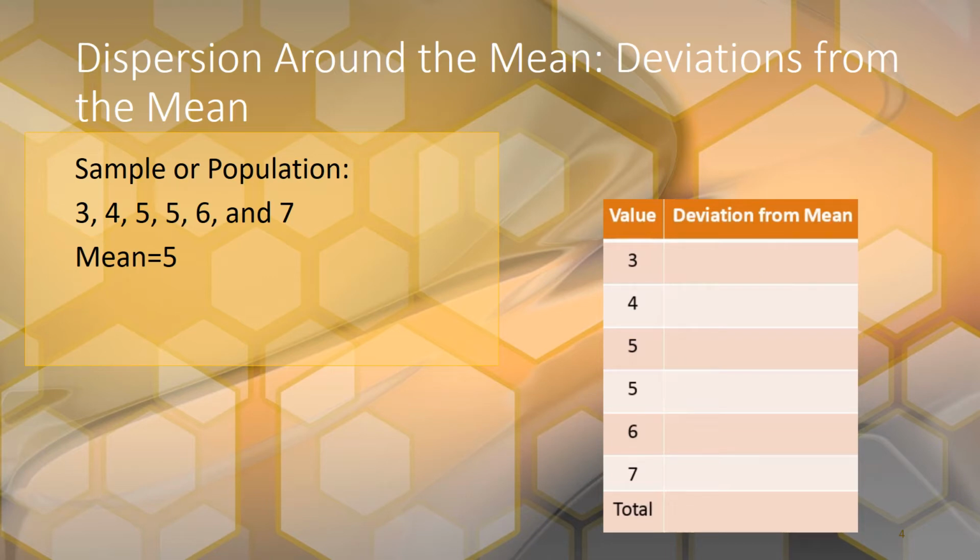So one way to do that, maybe you might think, well, let's just subtract off the mean. So 3 minus 5 is negative 2, right? And so 3 is 2 spaces below 5, its mean. We do that for 4, you'll get negative 1. You do that for 5, you get 0. You do that for 5 again, you get 0 again. And we do 6 minus 5, we get 1. And we do 7 minus 5, you'll get 2.